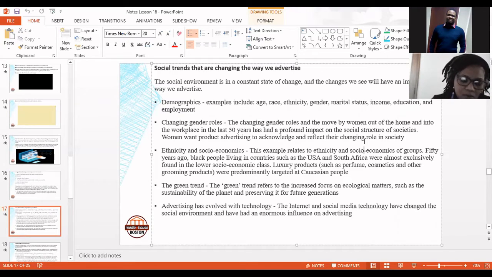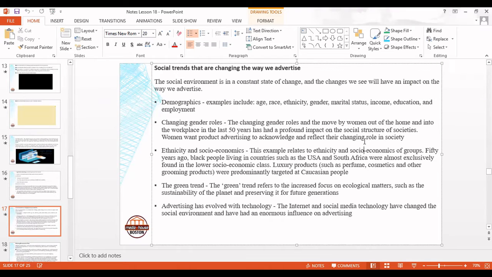All right, social trends that are changing the way we advertise. What are the social trends that are changing the way companies advertise today? Remember, the social environment is always changing, it's in constant change. And the changes we see definitely have an impact on the way we advertise.